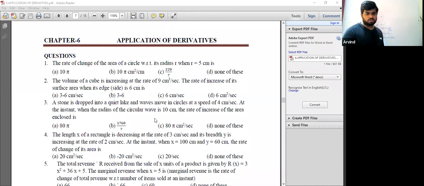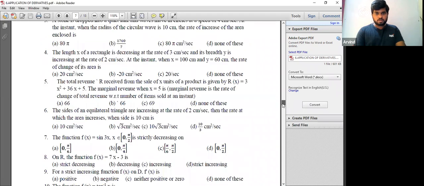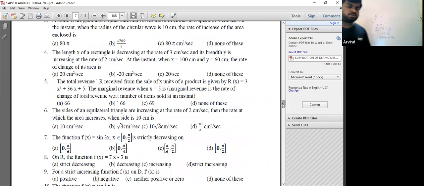This, please try it on your own. The length x of a rectangle is decreasing, so decreasing means negative. The length x of a rectangle is decreasing at the rate of 3 centimeter per second, and breadth is increasing at the rate of 2 centimeter per second. When x is 100 and y is 60, what is the rate of change of its area? Please do it. Rate of change of area.